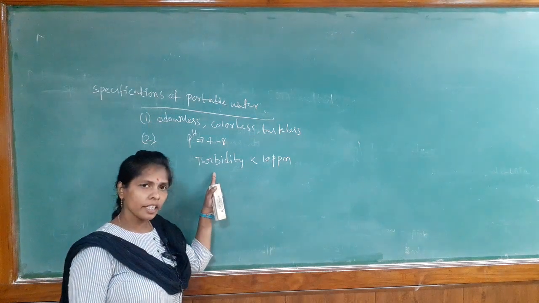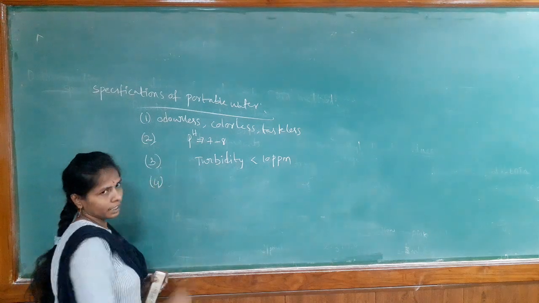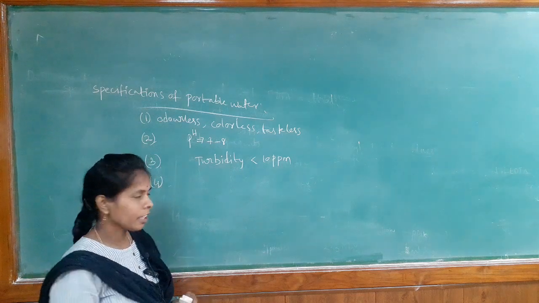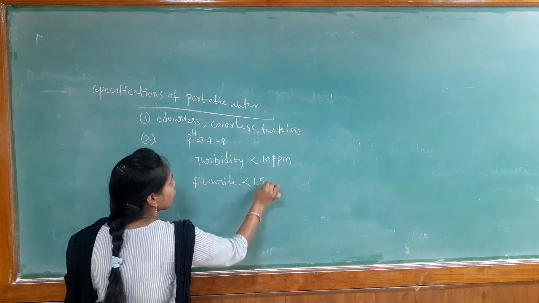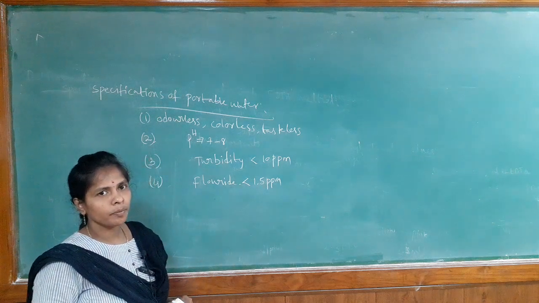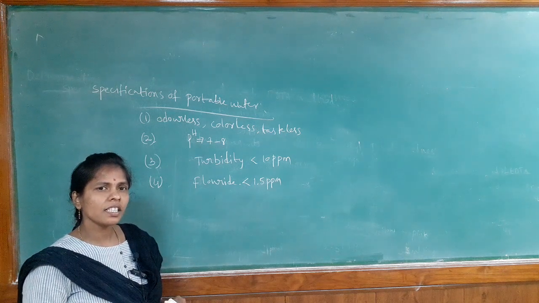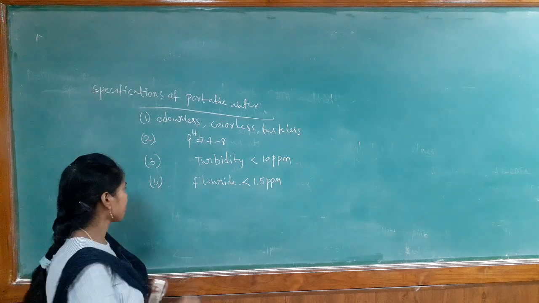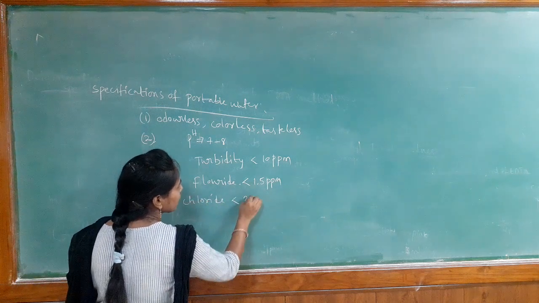So, we can say the turbidity or suspended impurities less than 10 ppm, and the fluoride content. That means the fluorine should be less than 1.5 ppm in the drinking water. Fluoride content must be less than 1.5 ppm. If it exceeds 1.5 ppm, the people will suffer from the fluorosis disease. Here fluorosis disease is similar to polio disease. So, the fluoride content should not exceed 1.5 ppm. And the chloride content is less than 35 ppm.